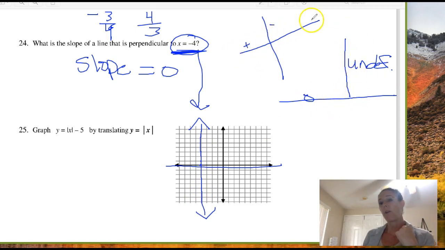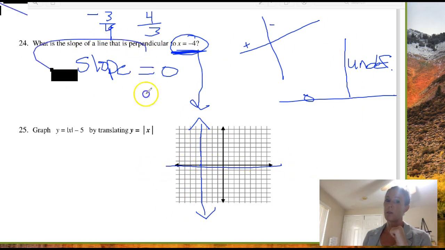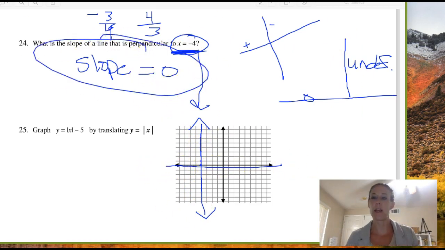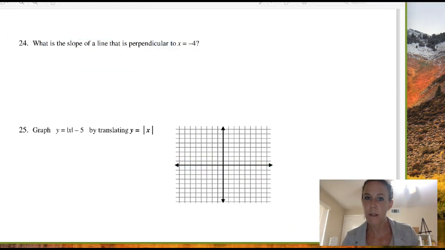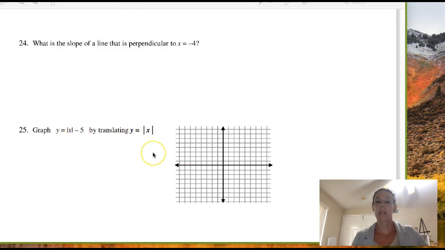Okay. If you drive uphill, you have positive slope. If you drive downhill, you have negative slope. If you're flat, you have 0 slope. If you try to drive up the wall, you're undefined. So you have to be able to graph that and know, well, that's undefined, so its perpendicular must be 0 slope. So make sure you understand that. And then let's go on to 25 and graph y equals the absolute value of x minus 5 by translating y equals the absolute value of x.